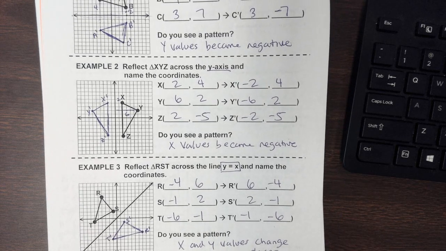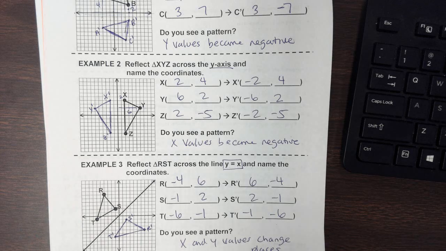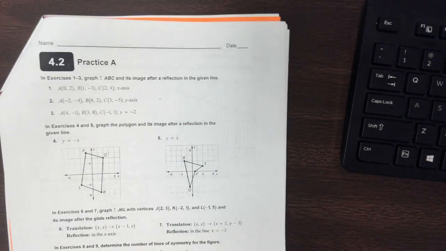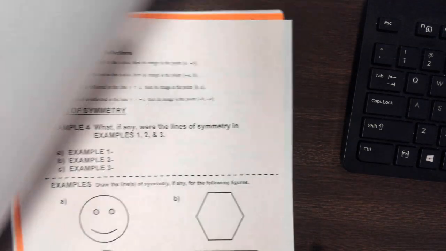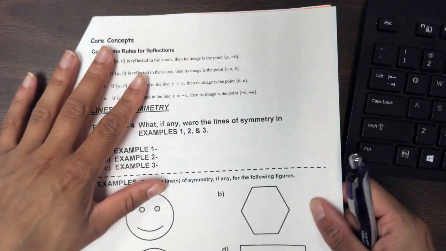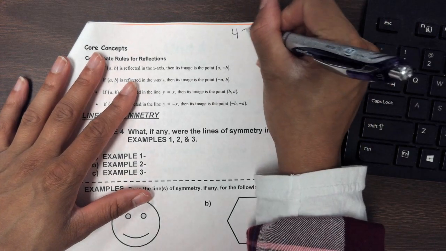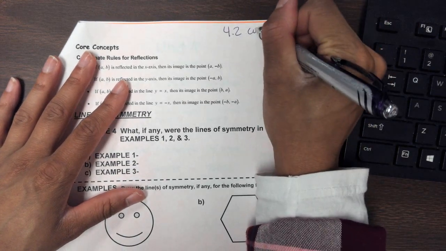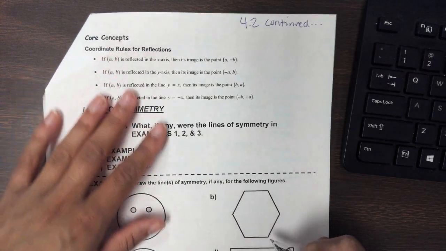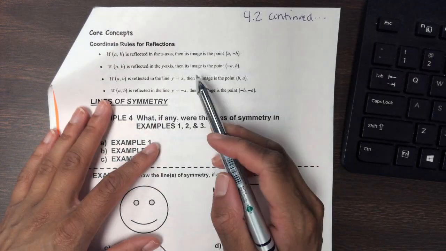So this is where one of those papers did not get attached correctly. If you go to the very last page of your packet, you will see your core concepts on top, and it says coordinate rules for reflection. So this is 4.2 continued. The coordinate rules for reflections.